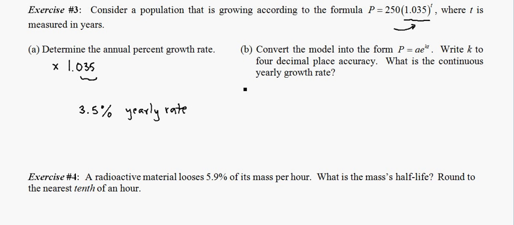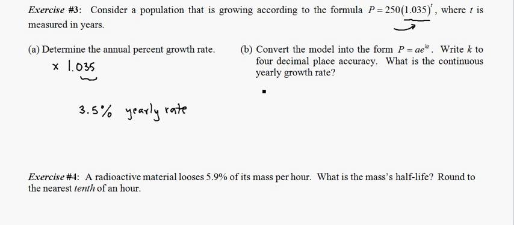Now, letter B says convert the model into P equals A e to the kt. Write k to 4 decimal place accuracy. What is the continuous yearly growth rate? By the way, a lot of times students wonder why we need the two forms. In calculus, it's going to be much better to model exponentials with a base e rather than other bases. In fact, if you were working with a commercial spreadsheet program like Excel and asked it to do an exponential fit on a set of data, it would almost always give it to you in the form A times e to the kt. So it says convert it into that model.